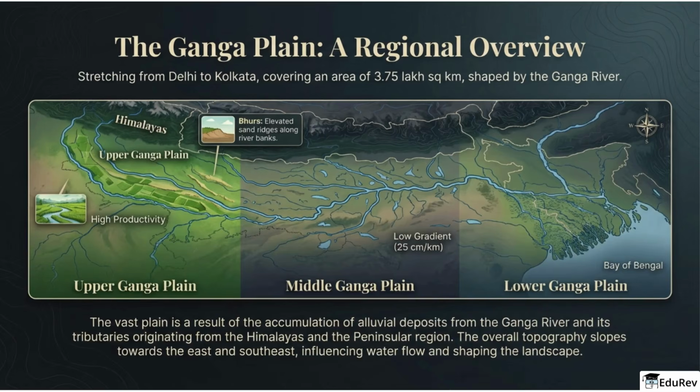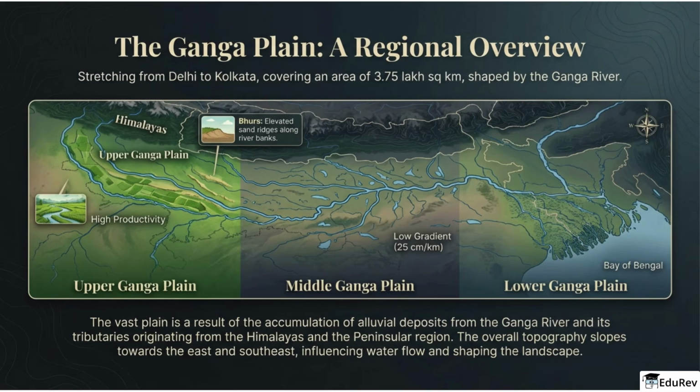Now move east into the Ganga plain and set the regional overview. This plain stretches from Delhi to Kolkata, covers about 3.75 lakh square kilometers and is shaped by the Ganga river. It is divided into Upper Ganga plain, Middle Ganga plain and Lower Ganga plain, draining toward the Bay of Bengal.